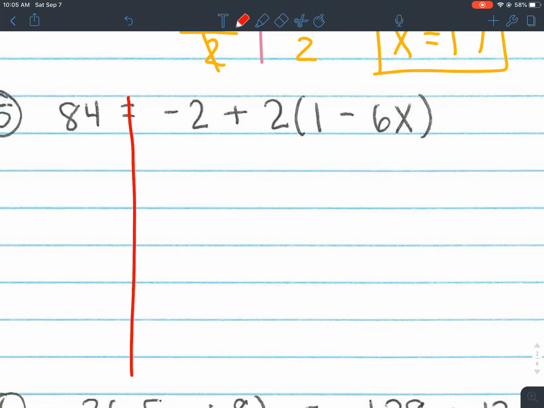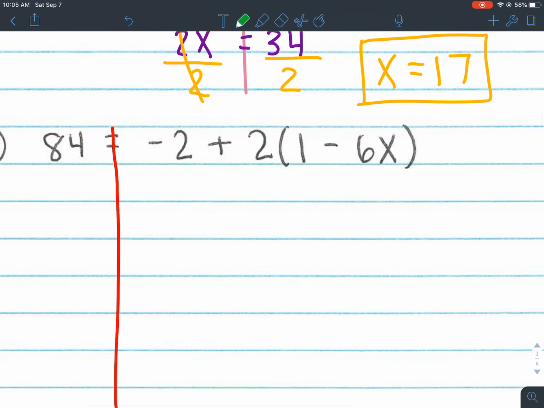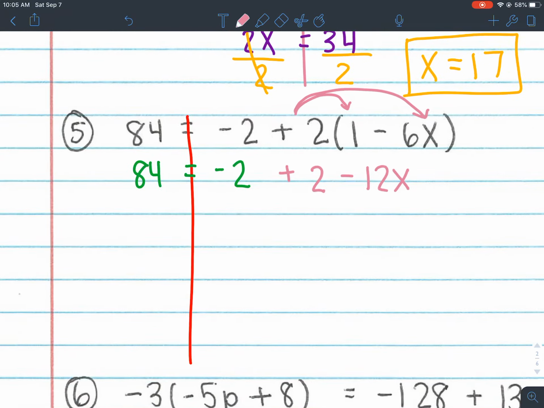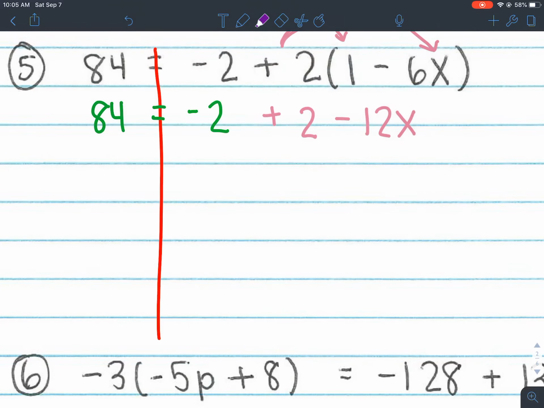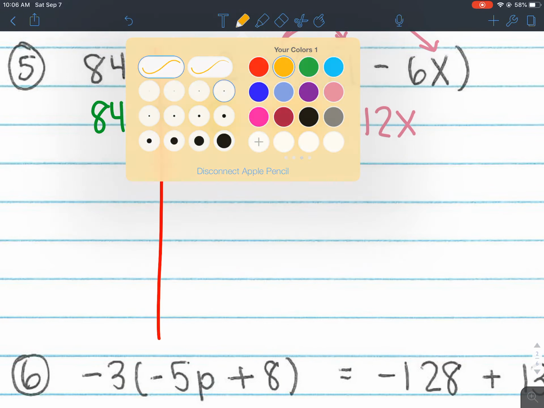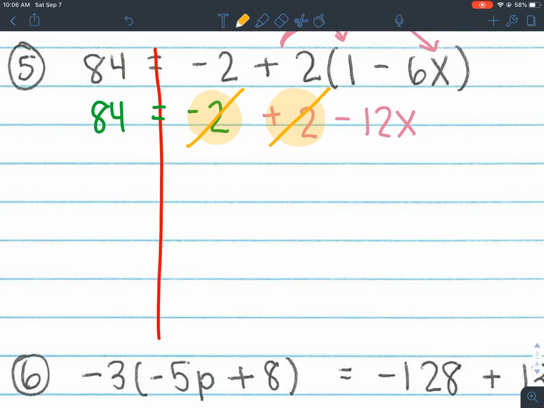So I'm going to draw my line down the middle, where my equal sign is. And so everything is going to stay exactly the same, except now I'm going to have to do 2 times 1, which gives me plus 2, and 2 times negative 6x, which gives me negative 12x. Well, do I have any like terms? Yeah, I have some like terms. I have negative 2 plus 2. What happens here? These cancel. So now I just have 84 equals negative 12x. Those terms canceled. So you always want to check for like terms.